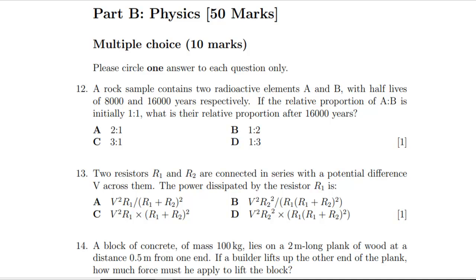Right, okay, this is straightforward. A has had two half-lives, so A is down to a quarter. B has had one half-life, so it's down to a half. So we've got twice as much B as we have A. So that gives us answer B.